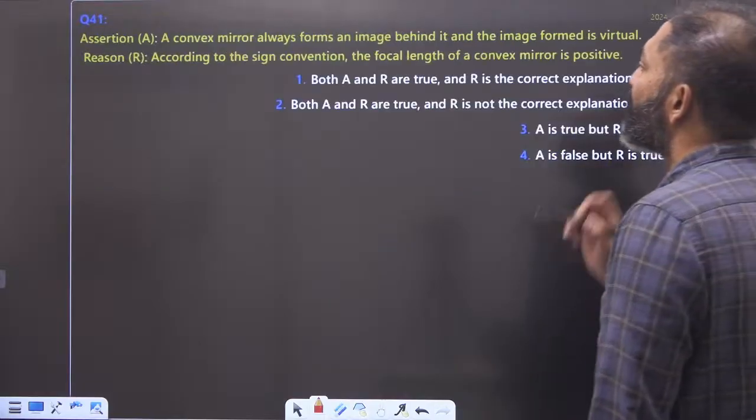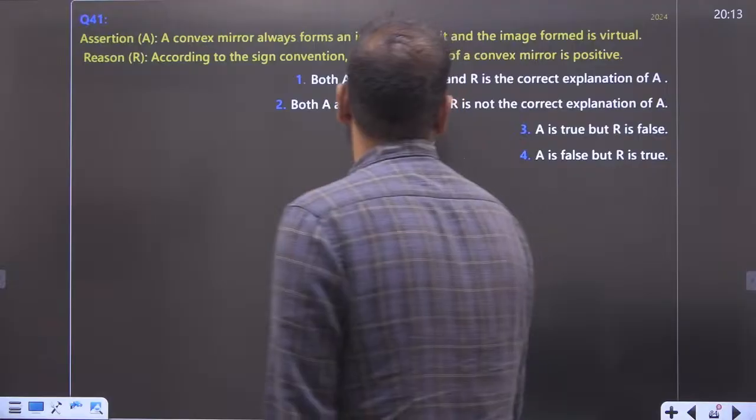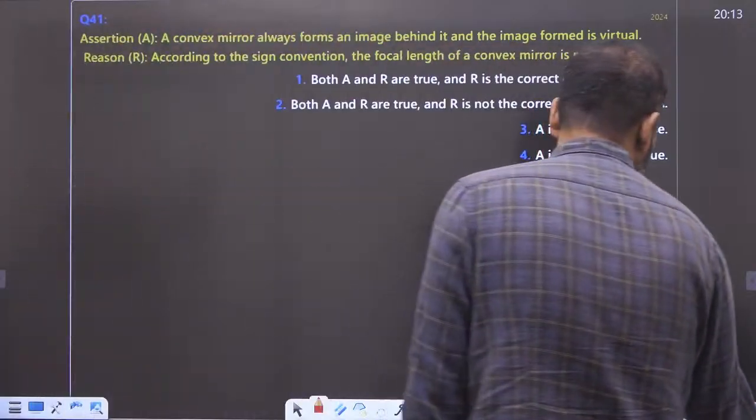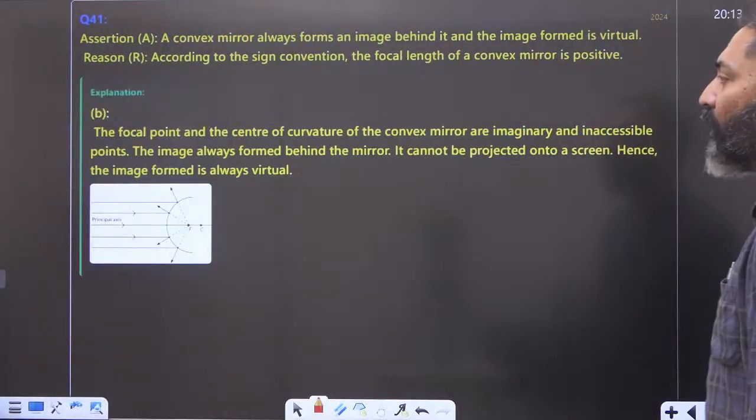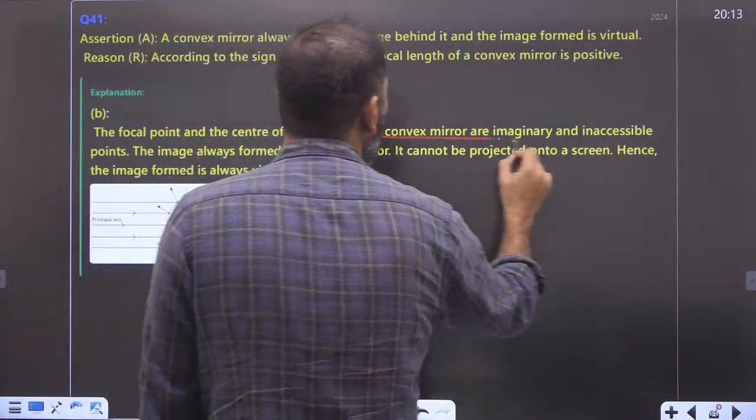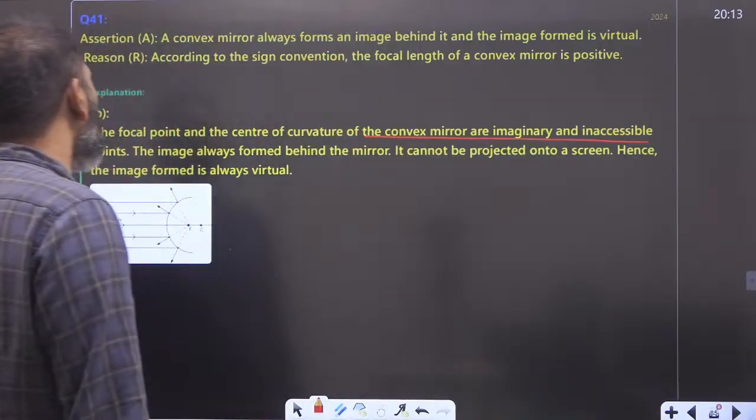Assertion: a convex mirror always forms an image behind it and the image formed is virtual. Reason: according to sign convention the focal length of a convex mirror is positive. Option B is the answer. Why? The focal point and the center of curvature of the convex mirror are imaginary and inaccessible points.